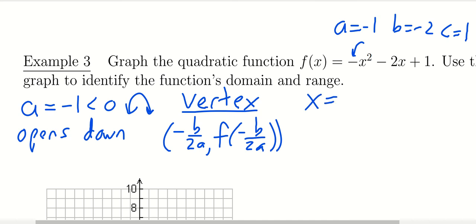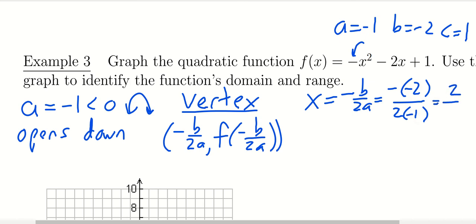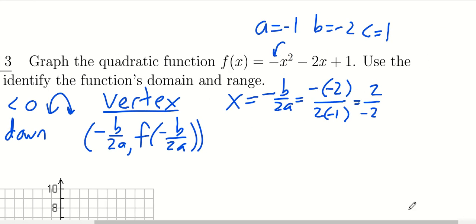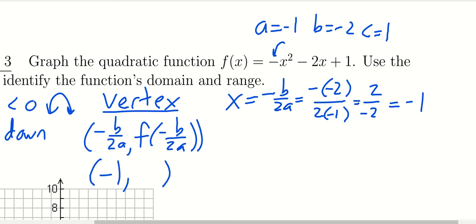So let's figure out the x value first. It's going to be the negative of b divided by 2a. That's the opposite of b divided by twice a. B itself is the number negative 2. A is negative 1. So we're going to get positive 2 divided by negative 2, and positive 2 divided by negative 2 should give us negative 1. So the vertex is going to be located at negative 1, comma.